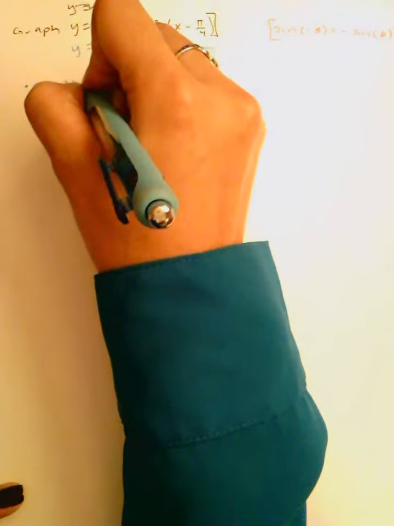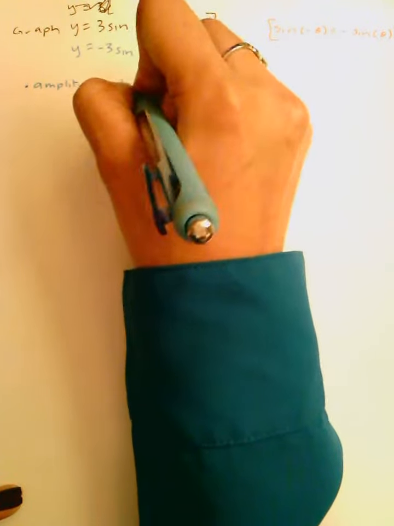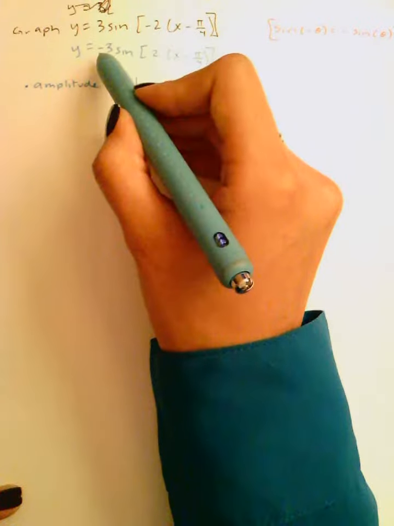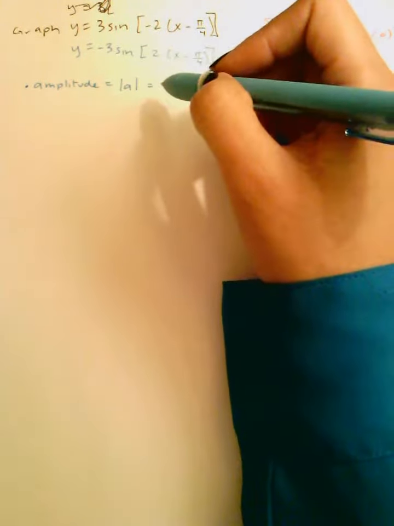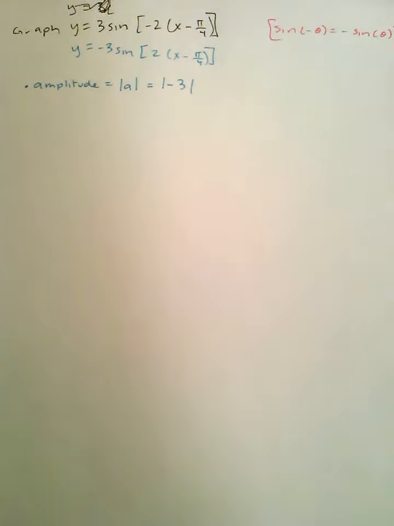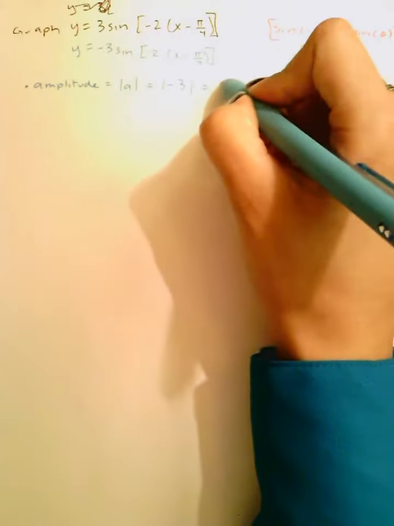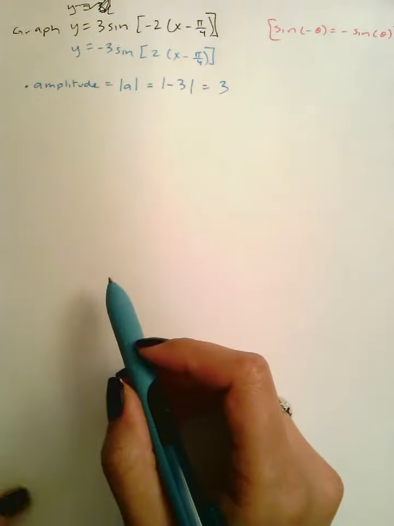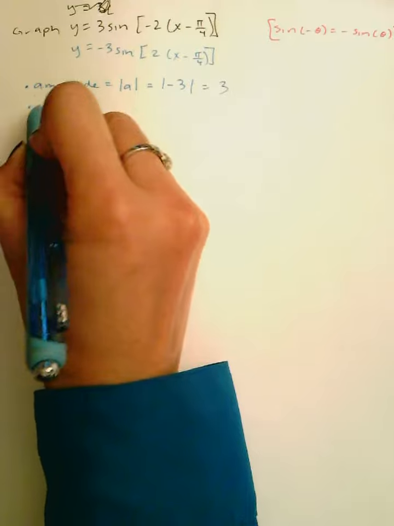So the amplitude is equal to the absolute value of a, and a is negative 3. So we're going to find the absolute value of negative 3. The absolute value of negative 3 is equal to 3. So the amplitude is equal to 3. And we're going to find the period also.